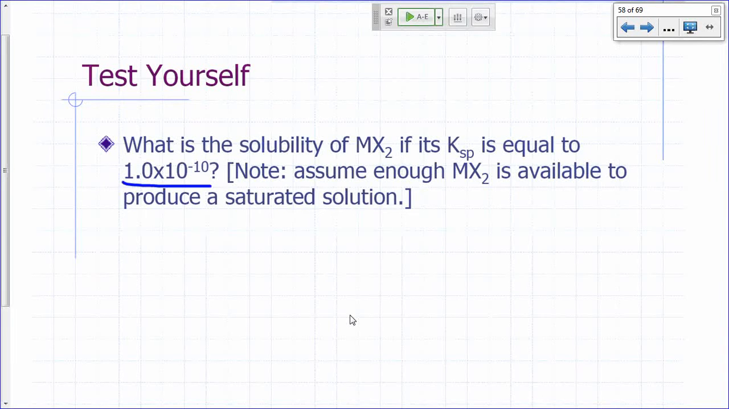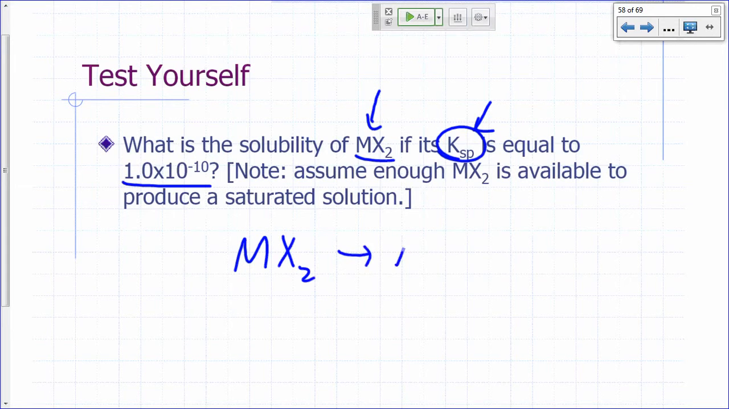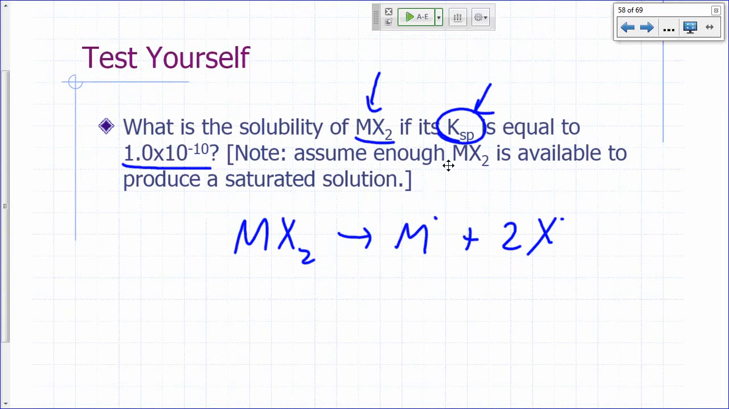Determining the solubility of an insoluble salt if you're given the KSP. If you're given the KSP of MX2, again, this is a fictitious compound, so you can just say that it breaks up into M and 2X, with some charges there. So what would be our expression for KSP for this?